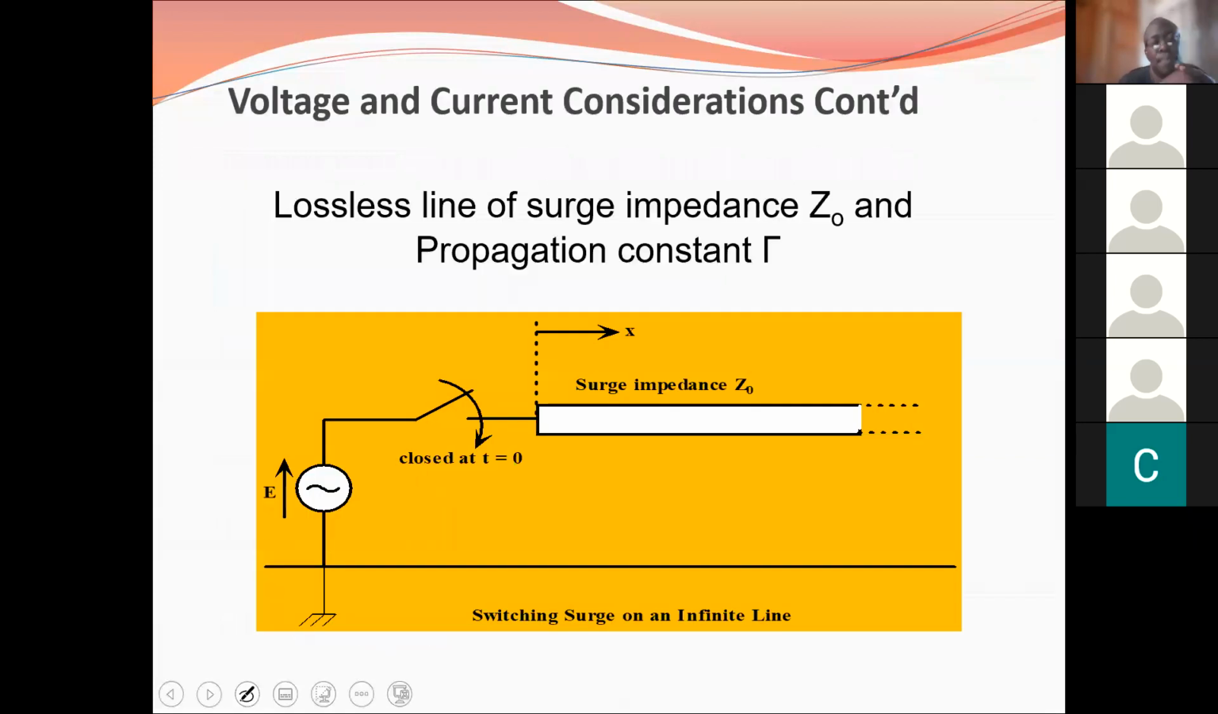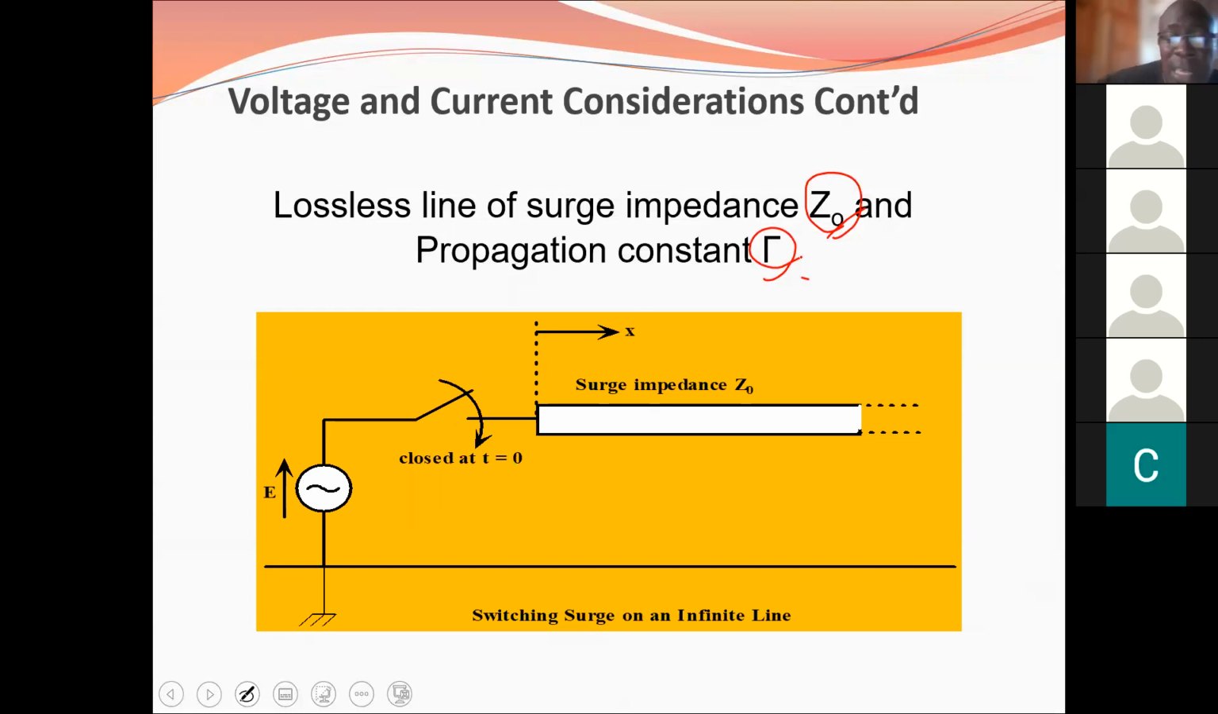So where do we go from here? Here we have a lossless line of surge impedance Z0 and propagation constant gamma. All right. In a sense, you would not be given Z0 per se. What you know would be the characteristics of the line in terms of the inductance per unit length and the capacitance per unit length, and you would have to determine what gamma and Z0 would be equal to.